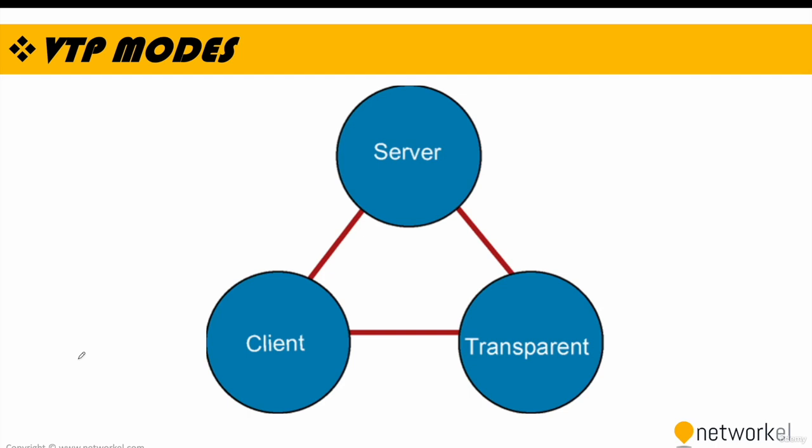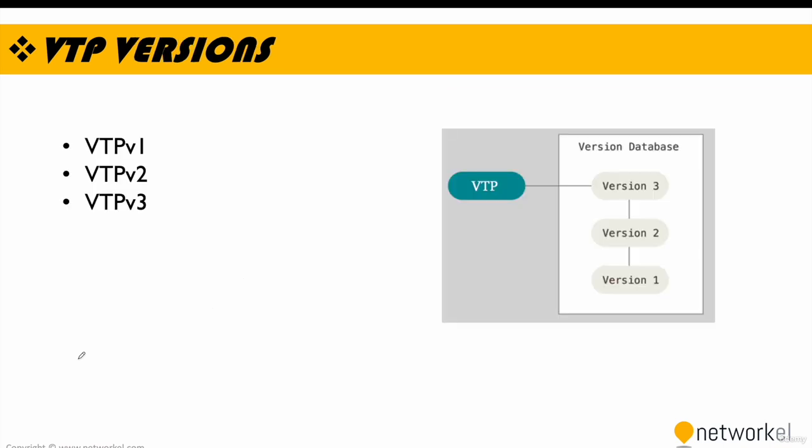Client receives as well as forwards VLAN information but has no management capability. Transparent has local VLAN management capability, does not participate in VTP communications but forwards VTP advertisements to other switches. They are very important, three modes that you need to be aware of.